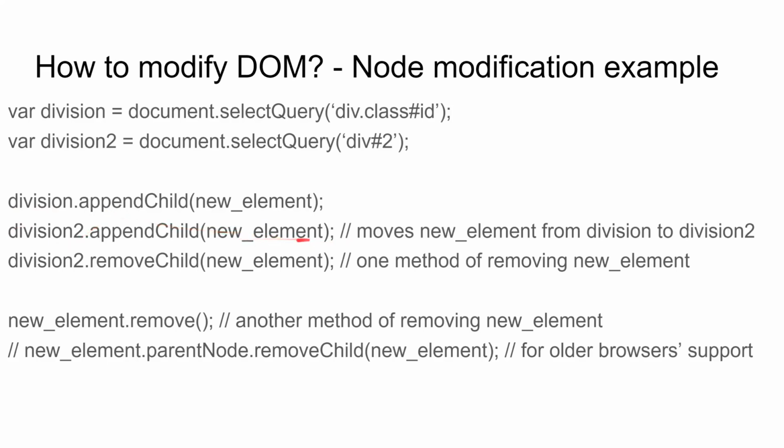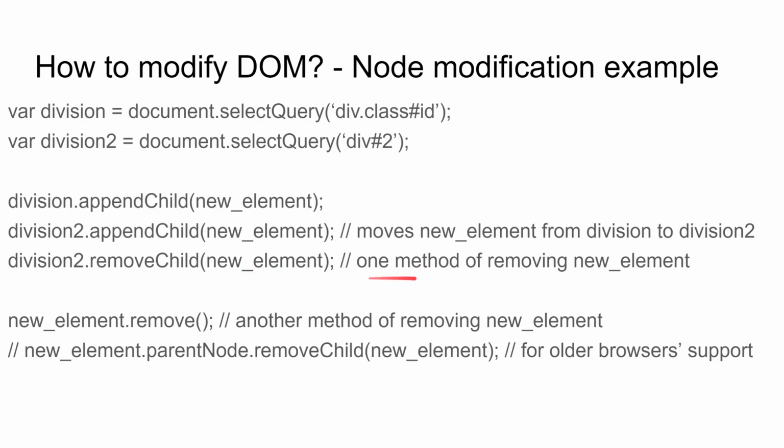That's because you're pointing at the same object. So there can only be one instance of this specific object. That's why when you try to append it somewhere else, it actually moves it. Now, if you want to remove it, you can't do div.remove here. If you do this one, you actually have to use div2.remove on the new element.